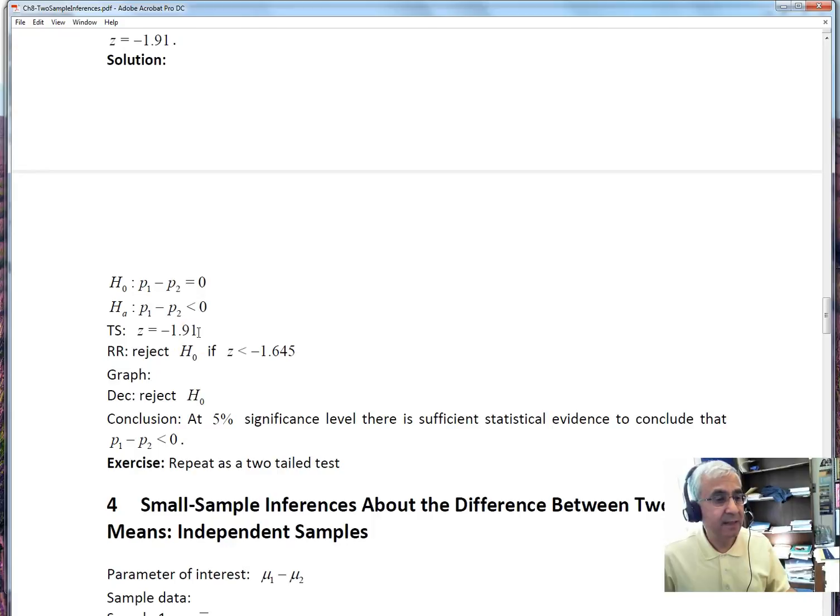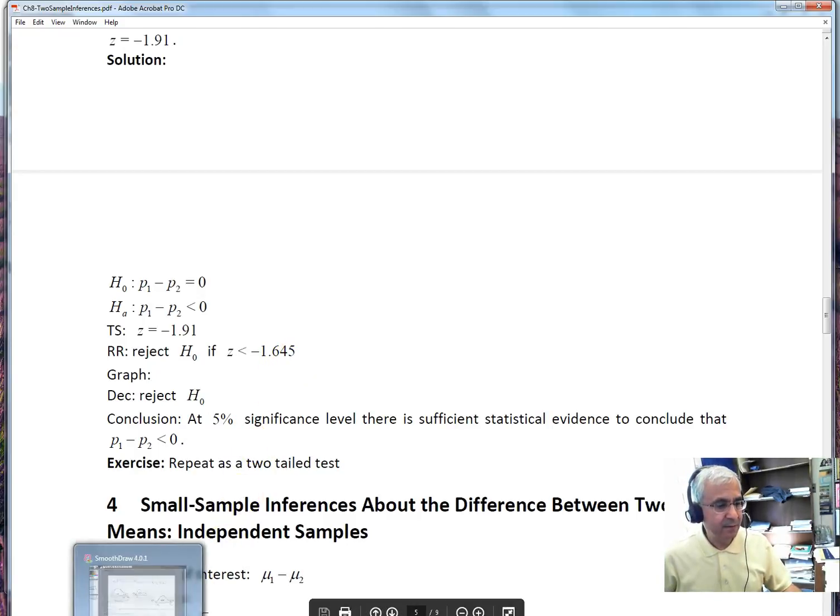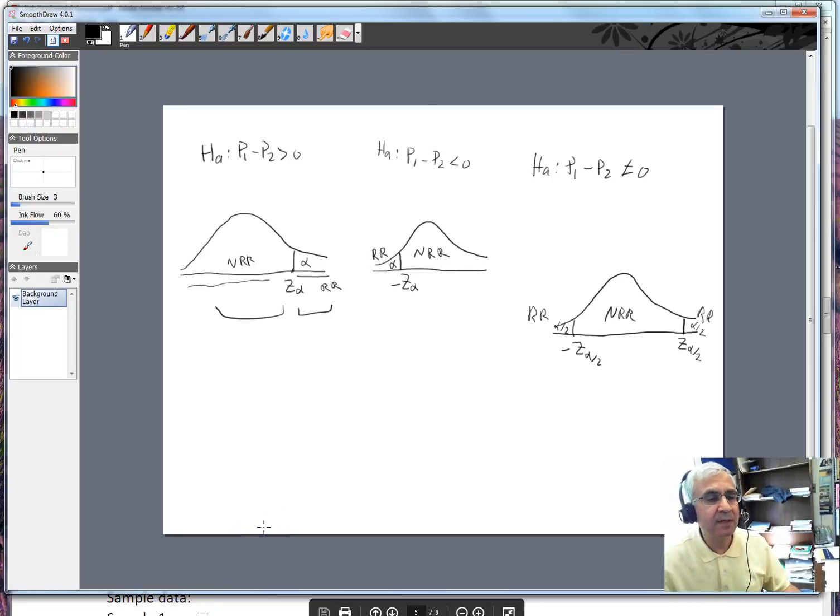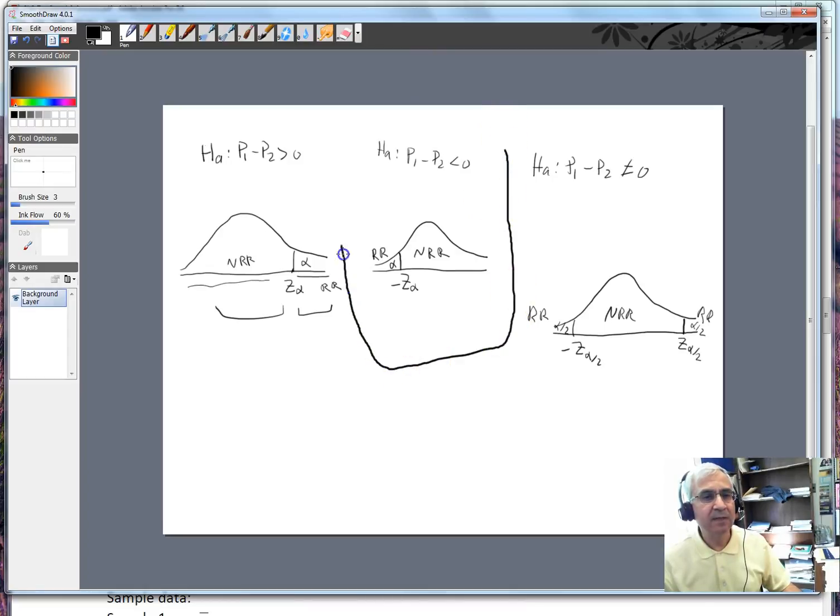Since this is a lower tail test and I don't have any alpha given, I use alpha 5%. And the corresponding critical value would be negative Z alpha, which is negative 1.645. You can get that from the table. And so my rejection region would be reject H0 if Z is less than negative 1.645. Which graph would I be working with here? I'm working with this one here because it's a lower tail test.